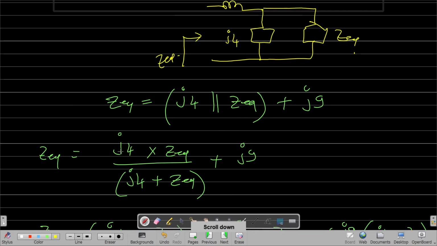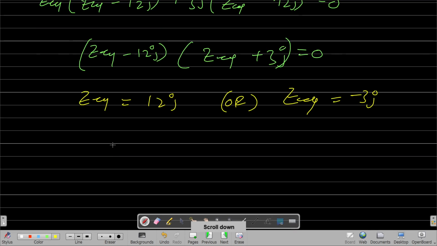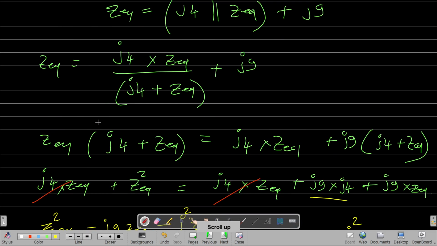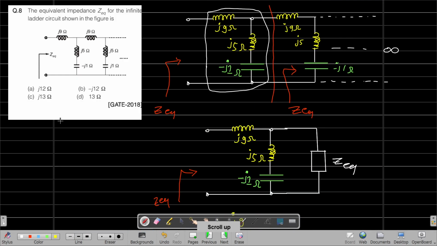Okay, so the correct answer is this one. So the correct answer is Z equivalent equals 12J. This is not the correct answer because it has a minus sign and shows capacitive equivalent, but our circuit is an inductive circuit because its major value is inductors. So the correct answer is 12J and the correct option is option A.